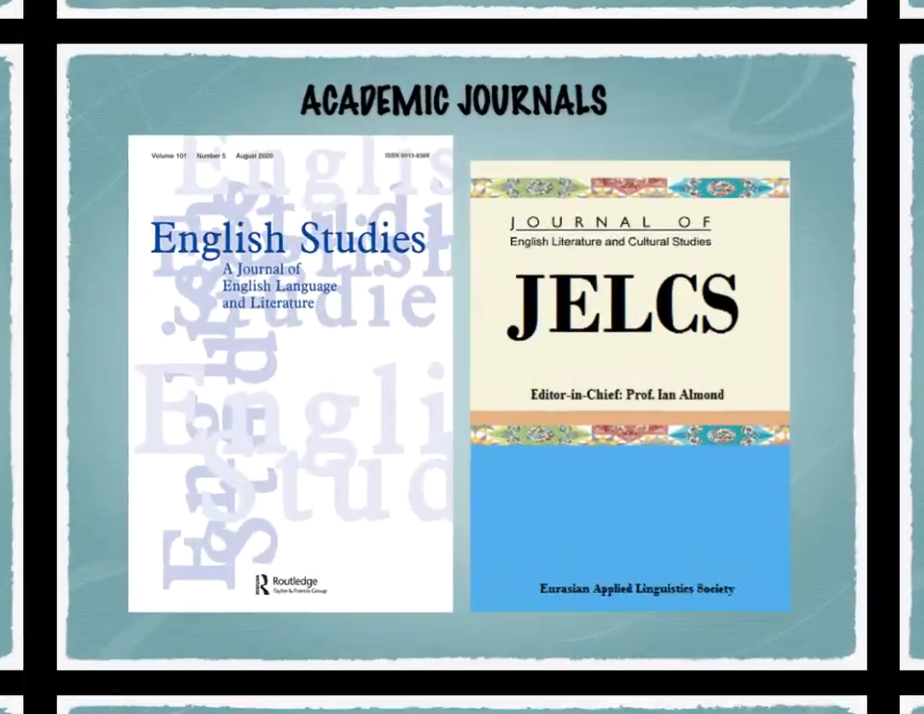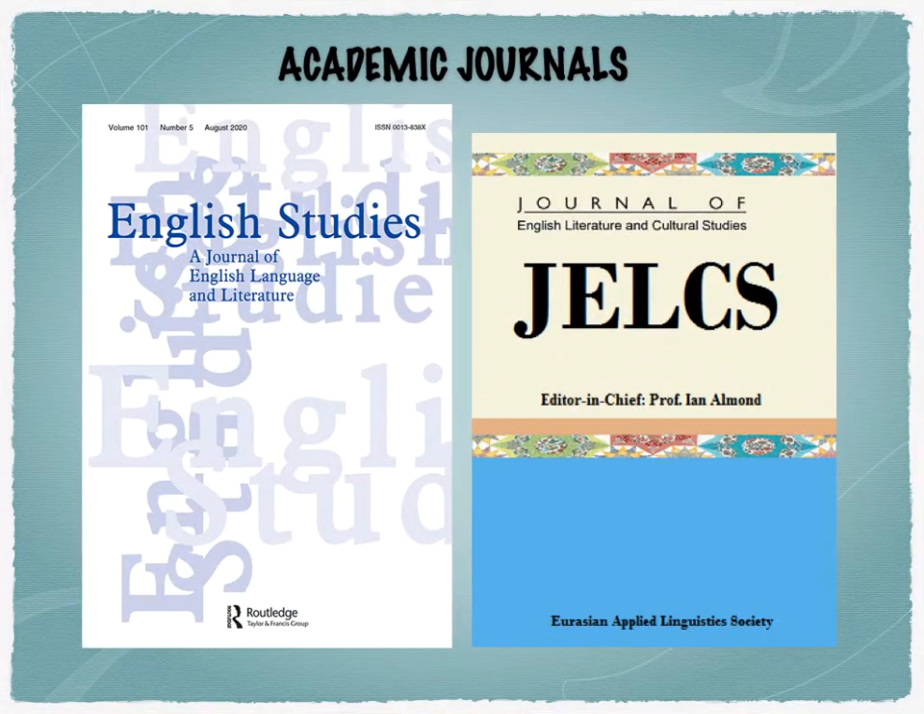Again, taking you to some other journals. This is English Studies, a journal of English language and literature. Again, this is Journal of English Literature and Cultural Studies. So see, these are all journals in literature, but again, they come in different categories.